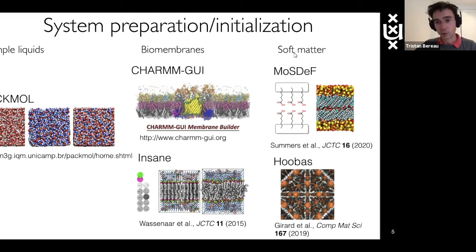And then examples in the soft matter community: there's a recent software suite called MoSDeF that's been used to prepare this, an example of screening across compositions of these lubricating films and looking at the rheology. I'll come back to this in a couple of slides. A postdoc of mine also worked on a Python-based, object-oriented toolkit to generate fairly complex soft matter architectures. These are ordered arrays of nanoparticles with grafted DNA chains.